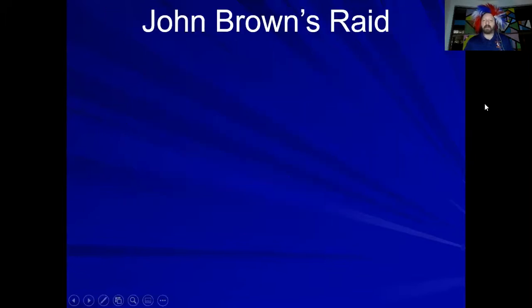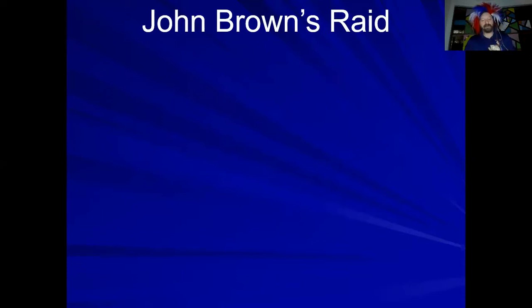Now, in part, this helps lead to what's called John Brown's raid. This whole rage that's going on and everything that's happening. So this man by the name of John Brown had actually been a part of Bleeding Kansas, and he actually murdered some folks out there. Well, he was never arrested for that.